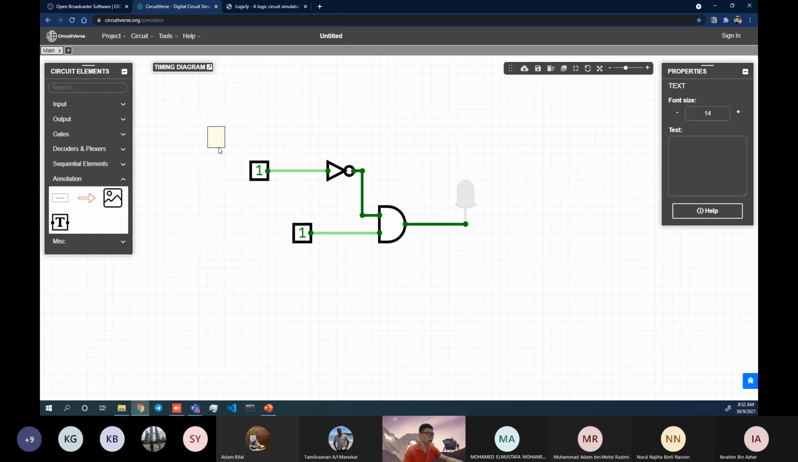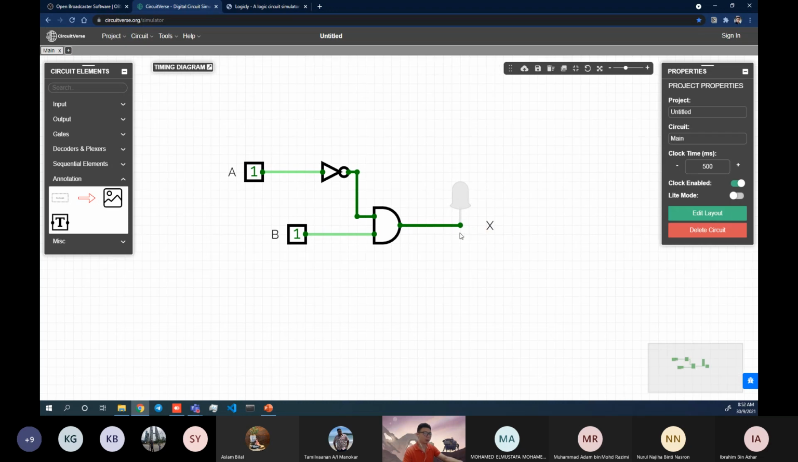Put a text. How do I change this text? Oh, okay, it's here. So we can put here text to be A, to denote that this is A. And you can put in the text over here that says this is B. And you can put in a text over here to label this as maybe X. Then when you have labels like this and you show your truth table, it's easy to point out: this truth table corresponds to A and B as the input, and X as the output, right?